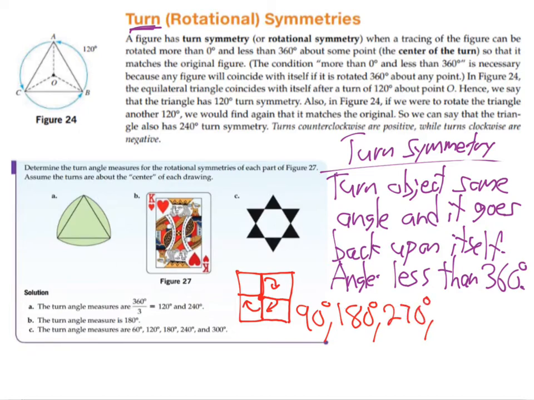270. And not just that, all the way back until it's all the way around, right? All the way around, 360. But we don't want to list that. That's why we're saying here. I want to show you why we say that.